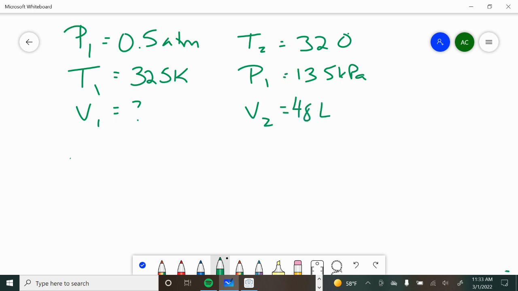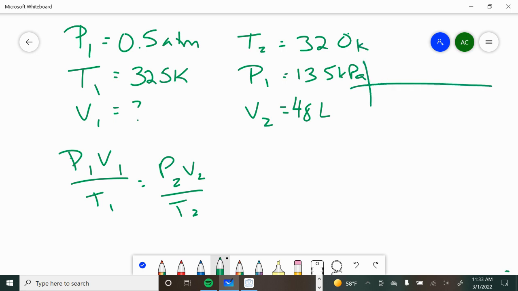So what law am I going to use? The combined gas law. So I have this law is the one I'm going to use. But I have to have the same units for my pressure. So I'm going to change kilopascals to atmospheres. There's 101.3 kilopascals in 1 atmosphere, and this is on your reference sheet. You don't have to have it memorized.